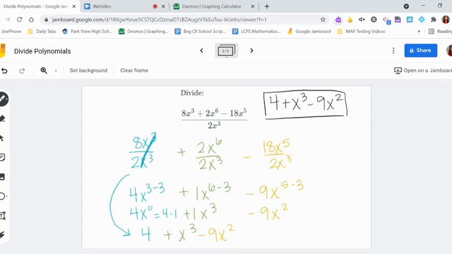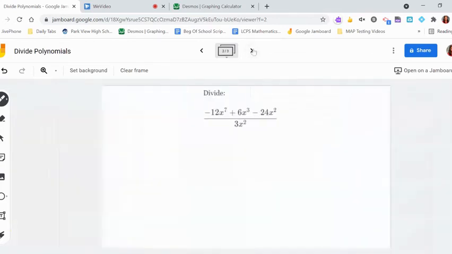Okay, so again, what I did there, you divide the coefficients and you subtract the exponents. Divide, subtract, divide, subtract, and then I put all the answers together. Let's look at one more here.